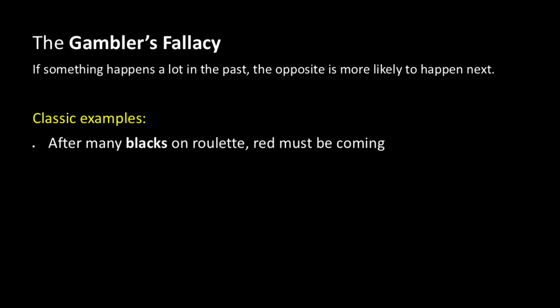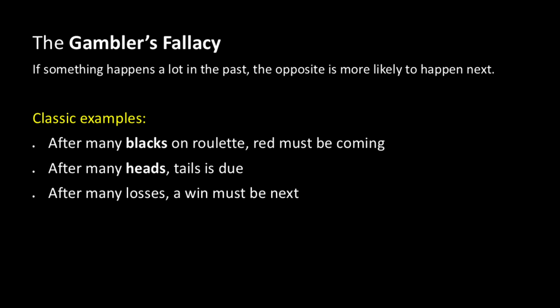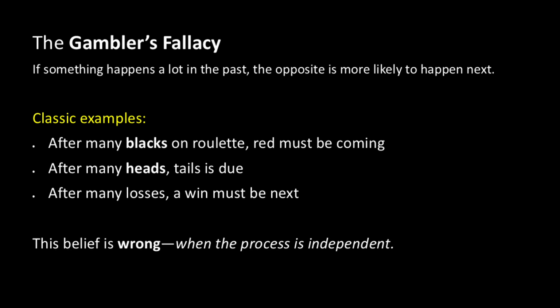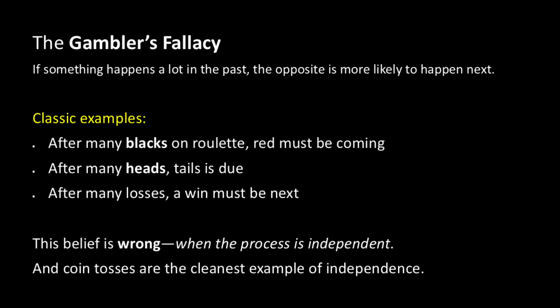What is the gambler's fallacy? The gambler's fallacy is the belief that if something happens a lot in the past, the opposite is more likely to happen next. Classic examples. After many blacks on roulette, red must be coming. Or after many heads, tails is due. Or after many losses, a win must be next. This belief is wrong when the process is independent, and coin tosses are the clearest example of independence.